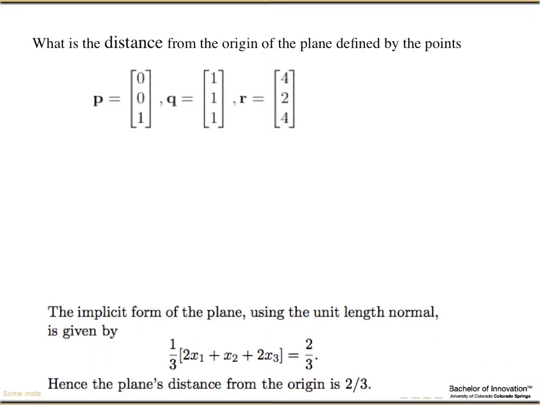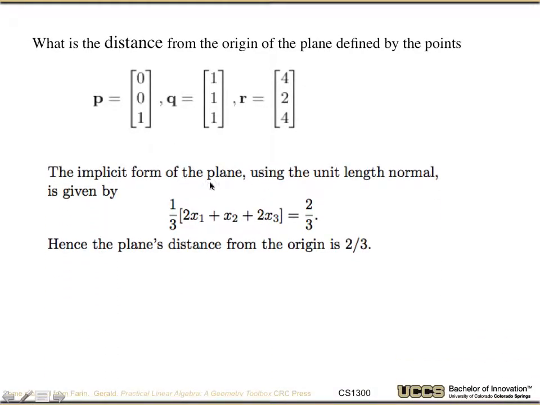Okay, so to get that, we have to go to the implicit form and make sure that we have unit length normals. So we want to take 1/3 times the equation, so we're reducing it by its normal. So we have 1/3 times 2x1 plus 1x2 plus 2x3 equals 2/3. Multiplying both sides through, we get that our plane's distance, which is on the right-hand side, is now 2/3. That's how far it is from the origin.